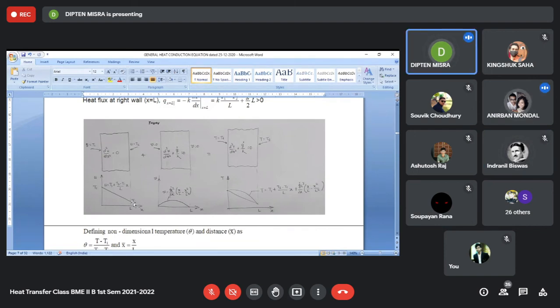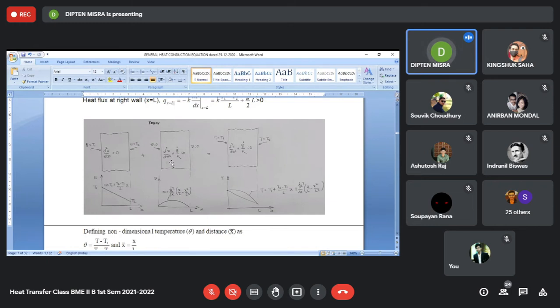Now again, this describes a lot of things. If you see, the solution for U is linear in terms of X. So when the solution is linear in terms of X, it means that the gradient of that solution is a constant. When the variable is varying linearly, that means the gradient of that variable is constant. Now, this is one thing that we will come to later on.